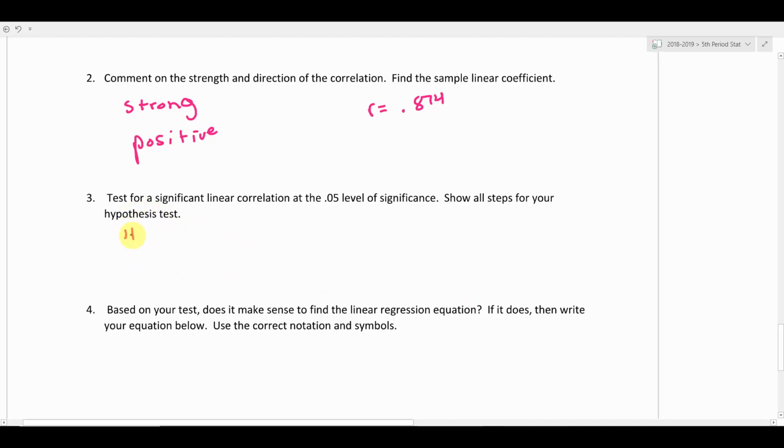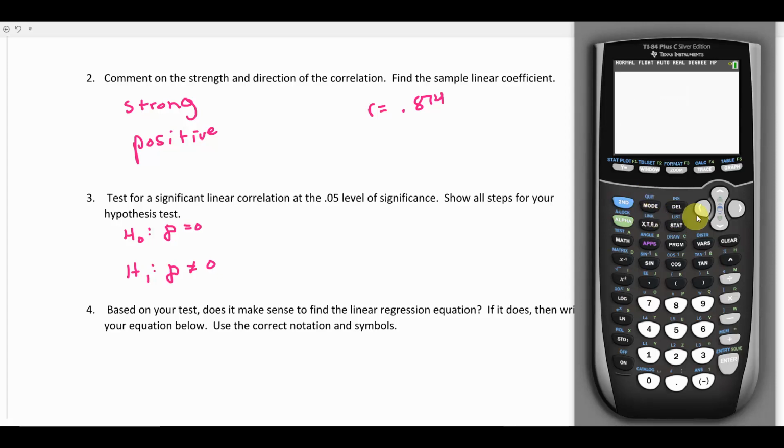So let's go ahead and set that up, right? Hypothesis test, right? We're going to say that rho is equal to 0 in the null. We'll say that rho is not equal to 0 in the alternate hypothesis. And then I'll go ahead and run that linreg t-test.